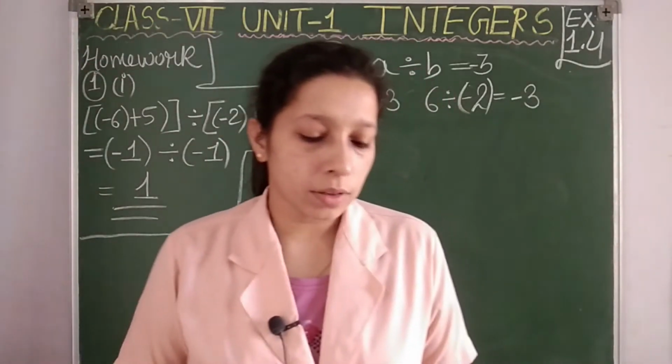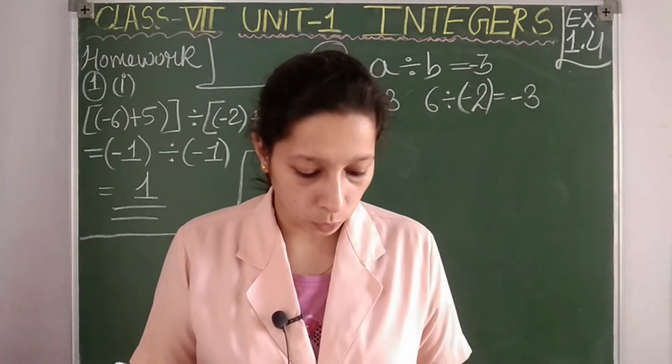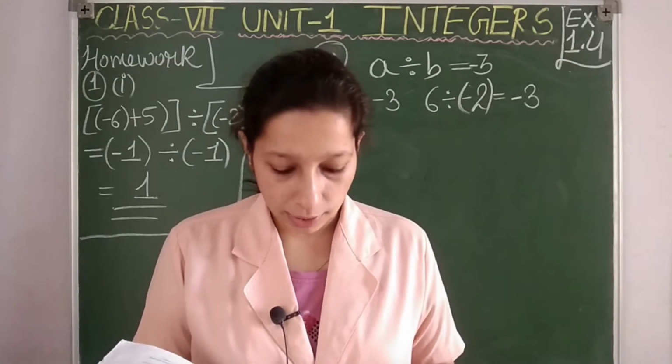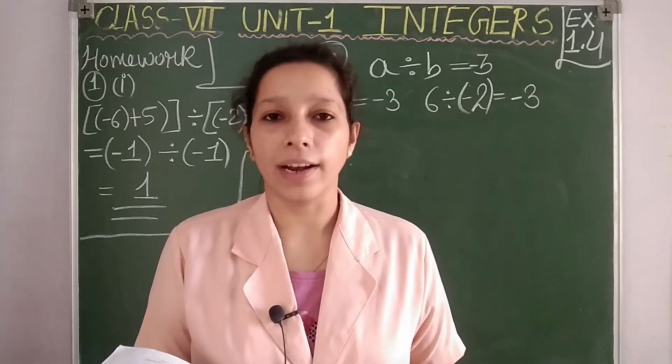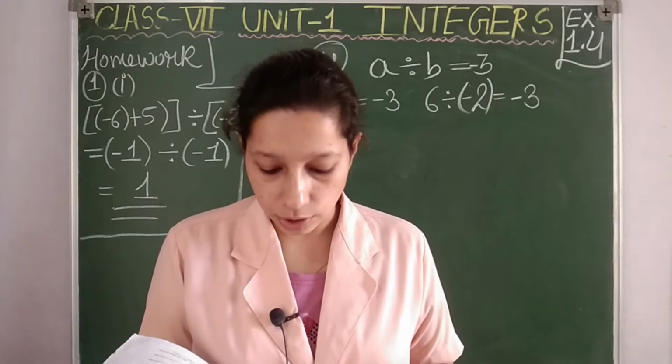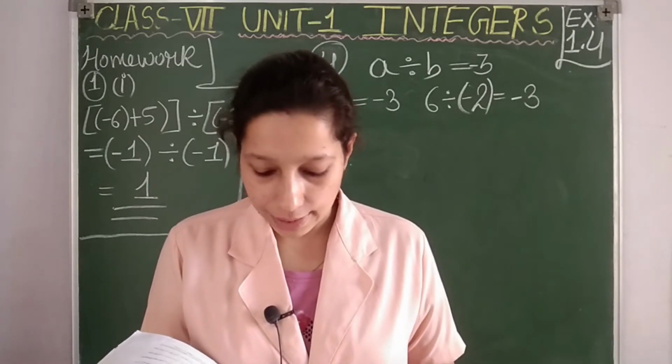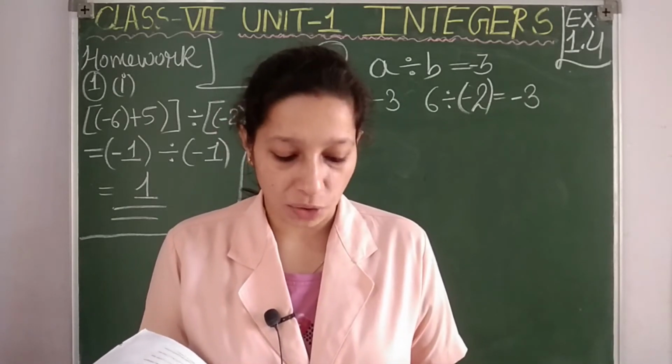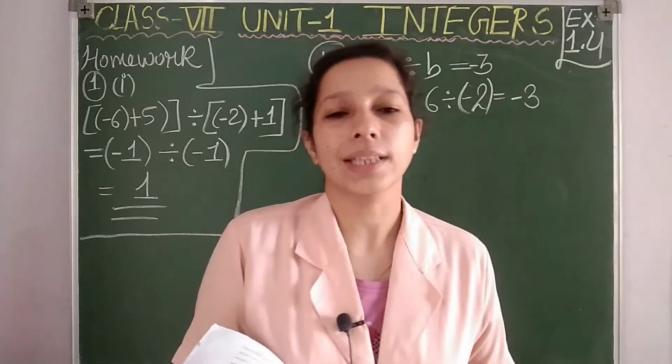So students, look into your textbook. Question number 4. Write 5 pairs of integers a, b such that a divided by b is equal to minus 3. One such pair is 6 and minus 2, because 6 on division with minus 2 gives you minus 3.